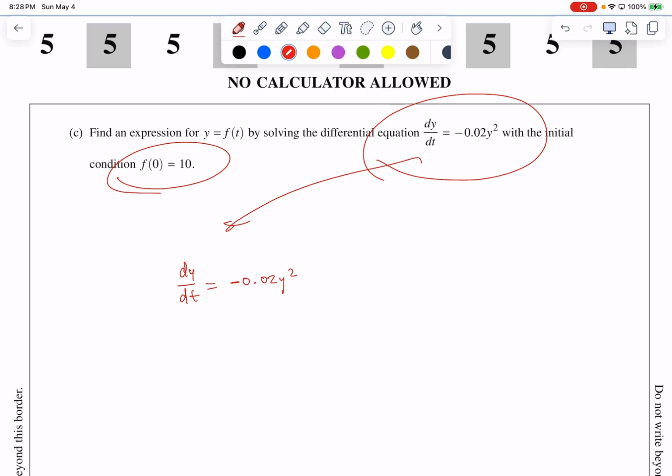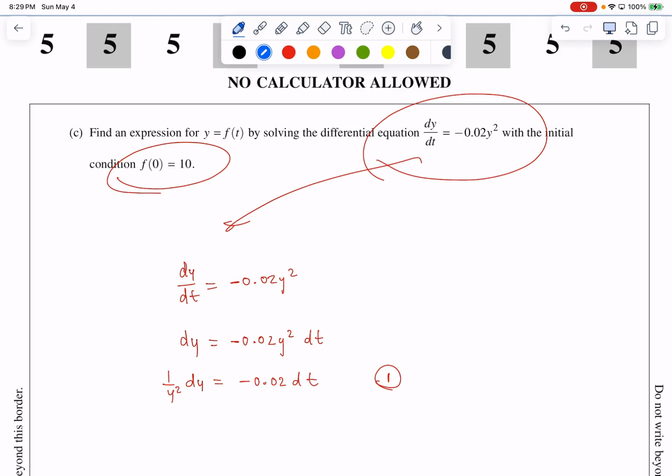Okay, let's just multiply by dt and see if we've separated those variables. Have I separated the variables? No. I need to get the y squared over. Divide by y squared. So now we're going to have 1 over y squared dy is equal to negative 0.02 dt. Now you get 1 point. I'm going to put 1 point right there. What's the next step?